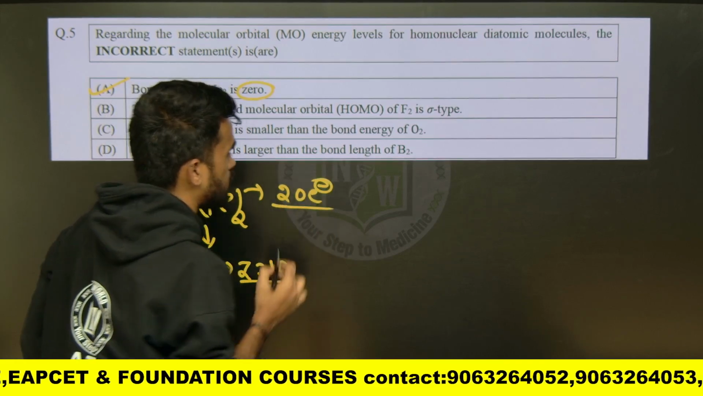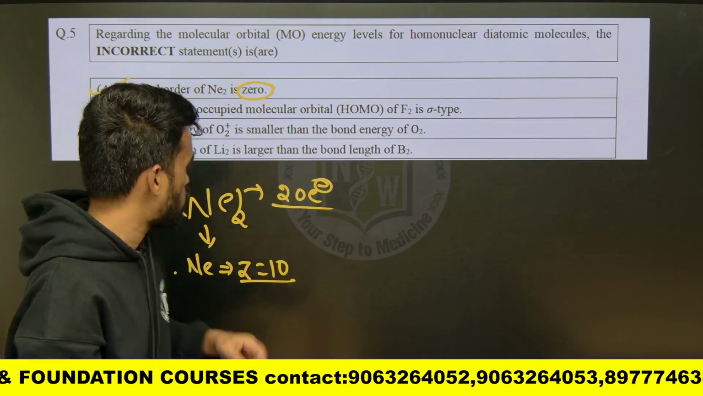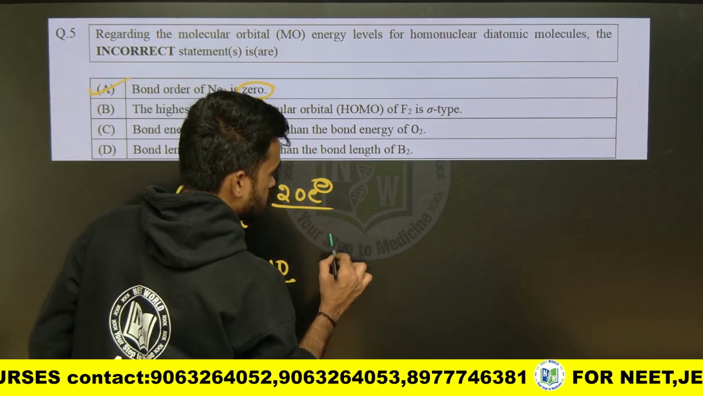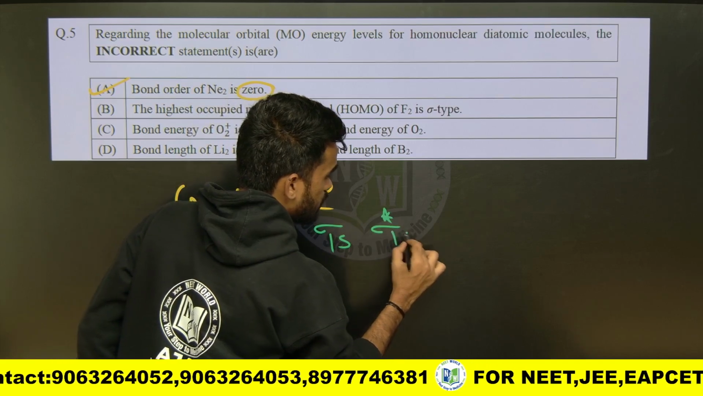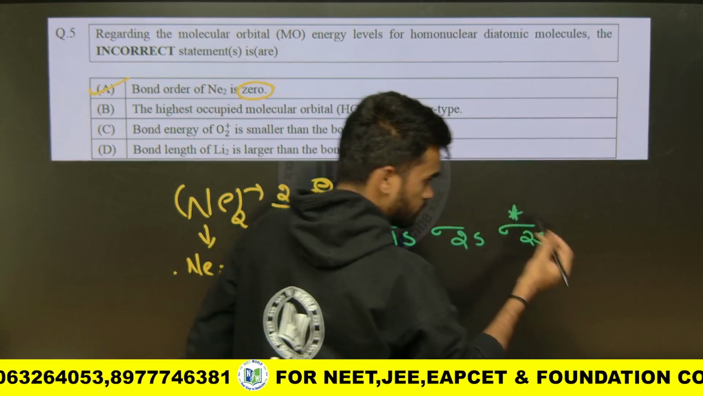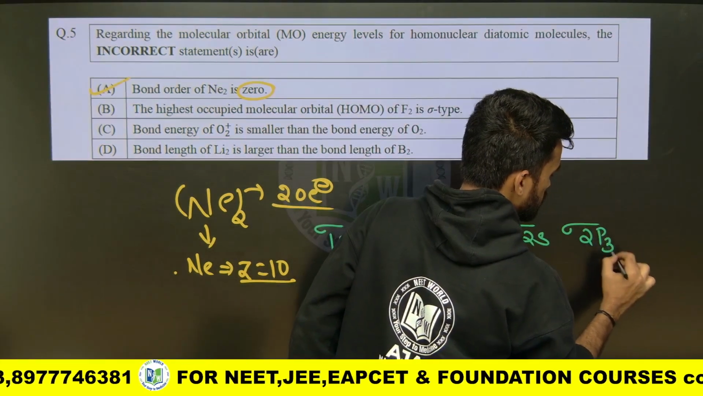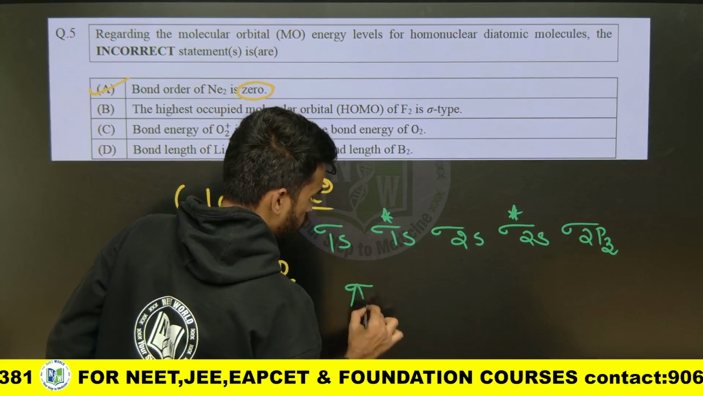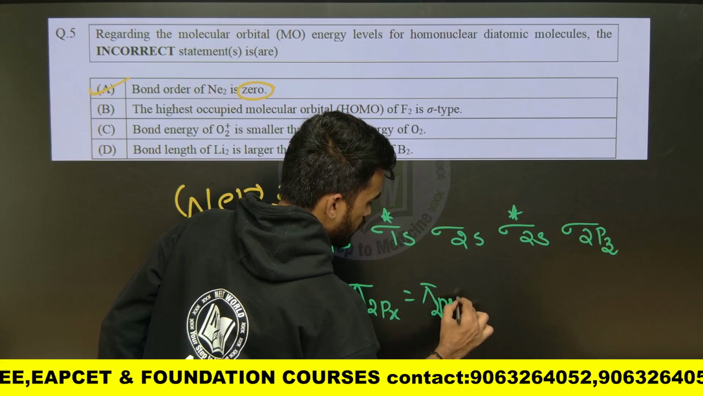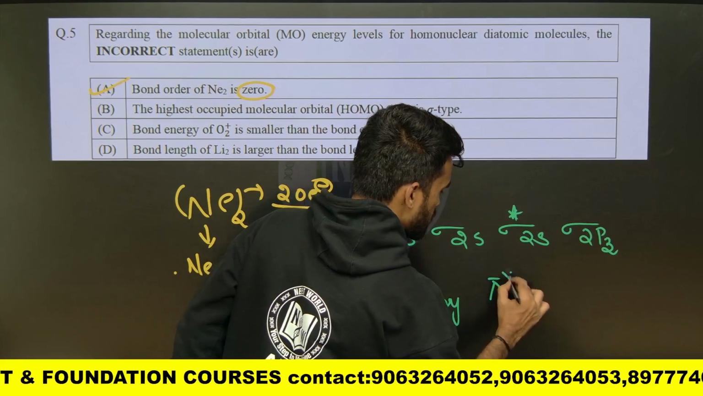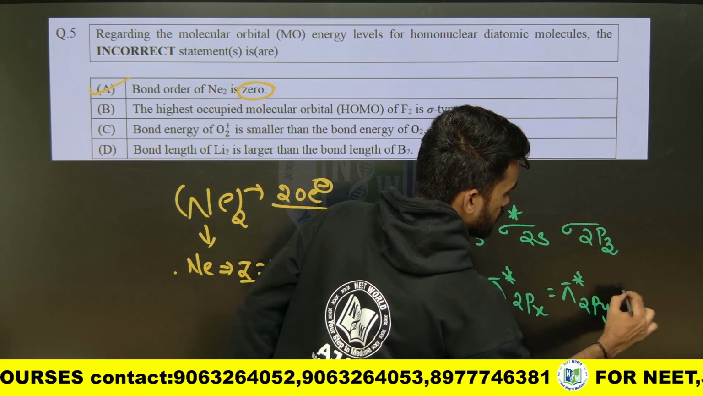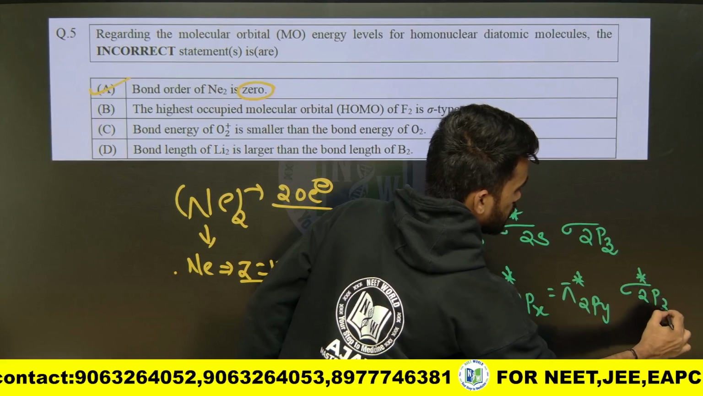So now we need to fill these 20 electrons in the molecular orbitals formed by the combination of these 2 neon atoms. When they combine we get molecular orbitals like sigma 1s, sigma star 1s, then sigma 2s, sigma star 2s, then sigma 2pz, next pi 2px equals pi 2py. After that we have the pi star orbitals, pi star 2px equals pi star 2py, and next sigma star 2pz. These are the orbitals we have.